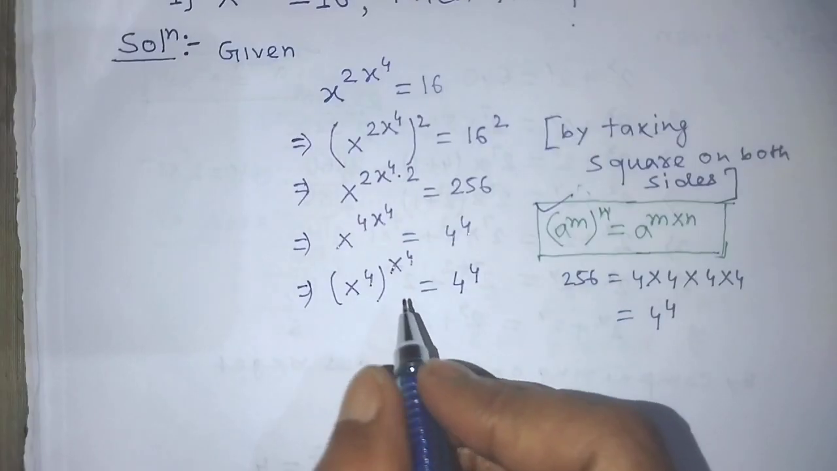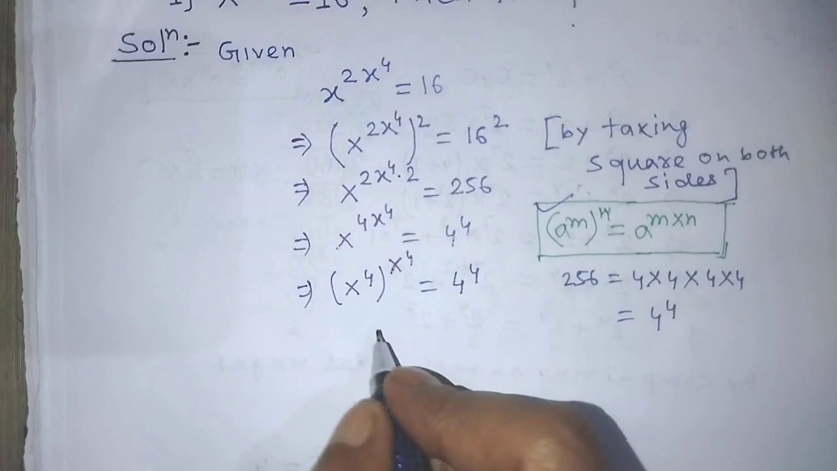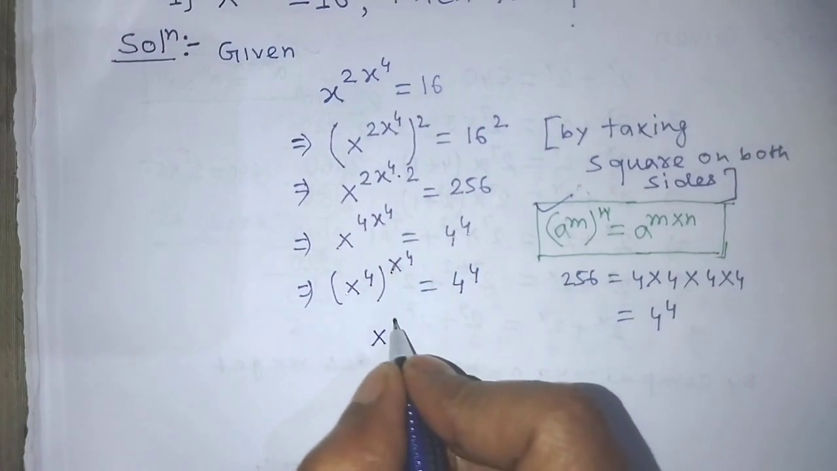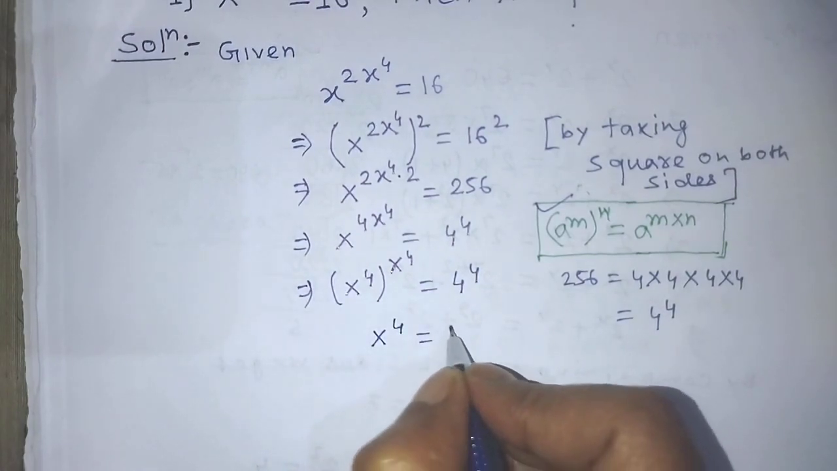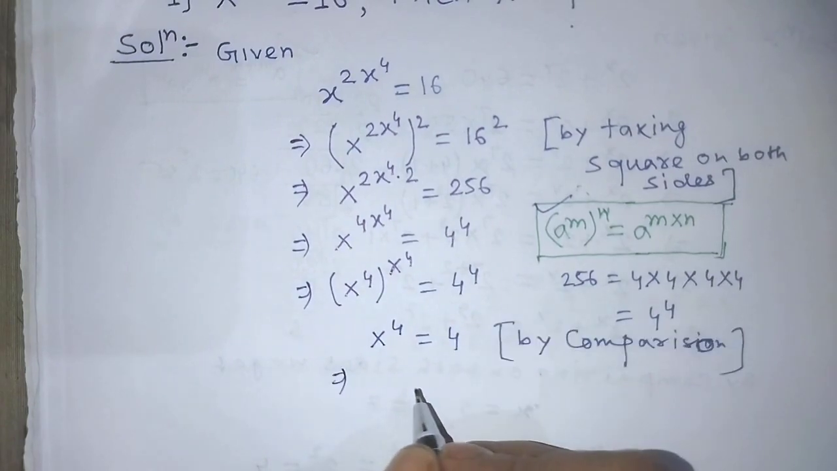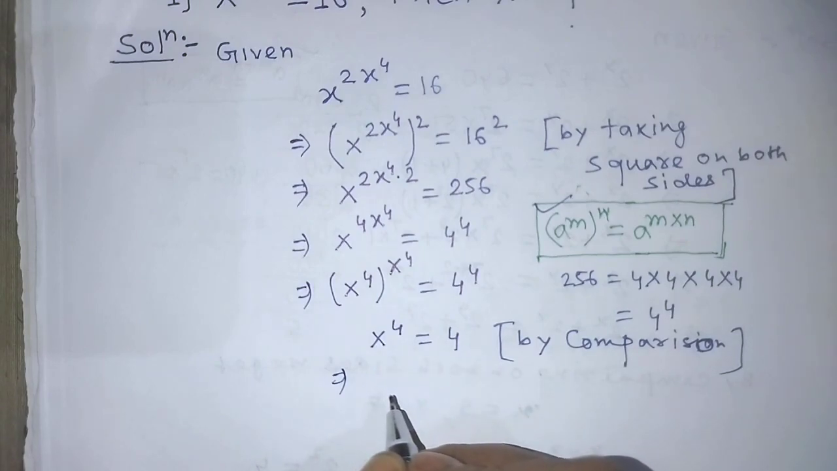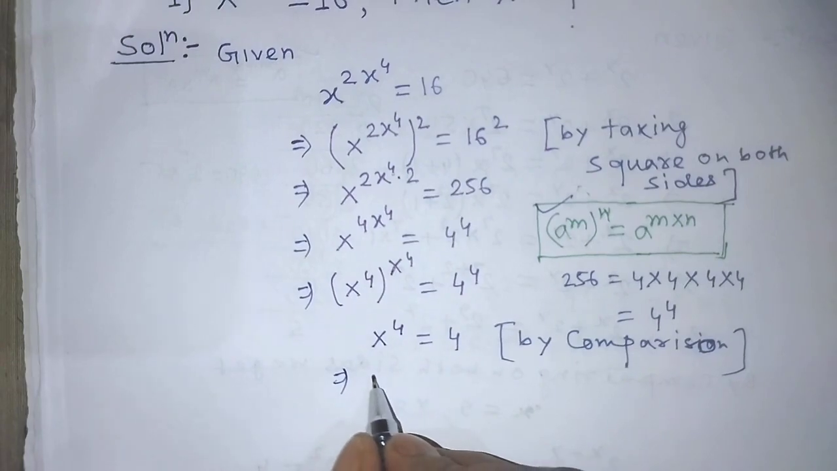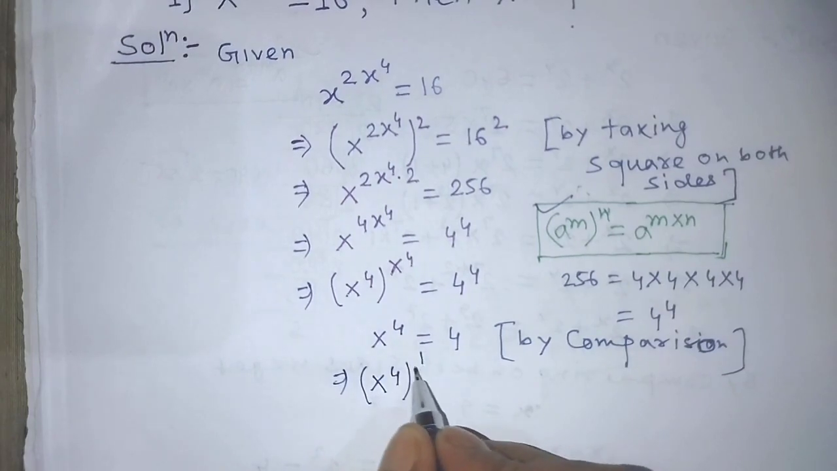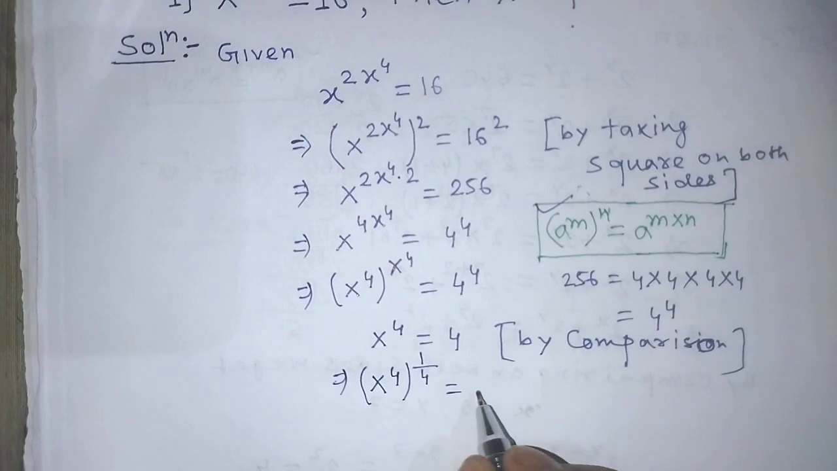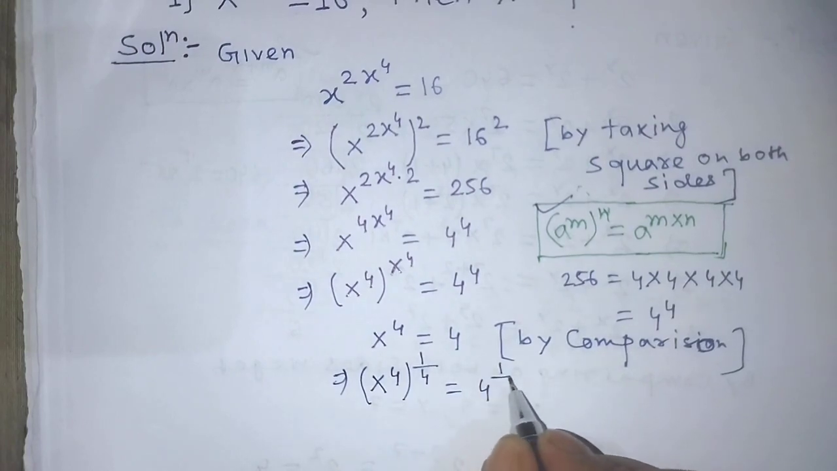By comparing both sides of this equation, we can write here x to the power 4 is equal to 4. To find the value of x from this equation, we have to take power 1 over 4 on both sides of this equation. So now we can write from this equation (x to the power 4) whole to the power 1 over 4 is equal to, on the right hand side we get 4 to the power 1 over 4.